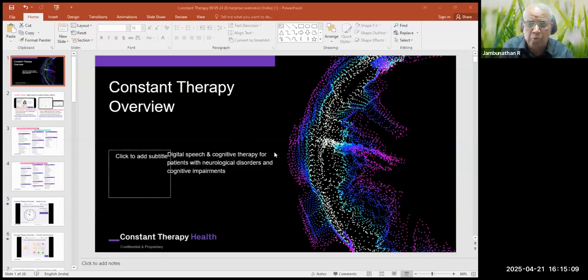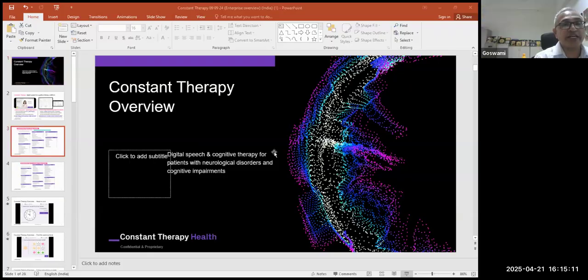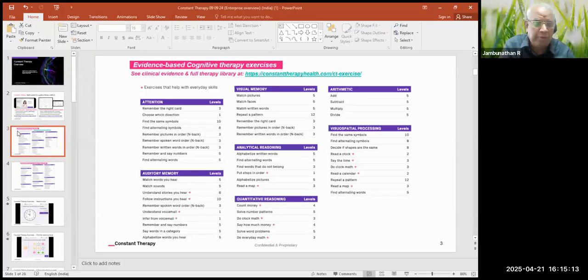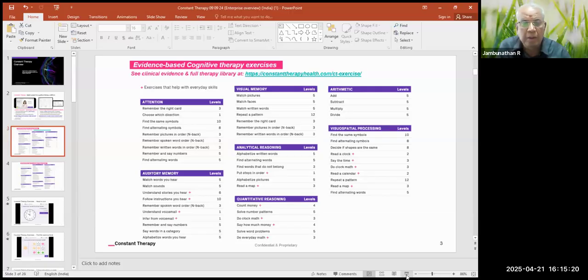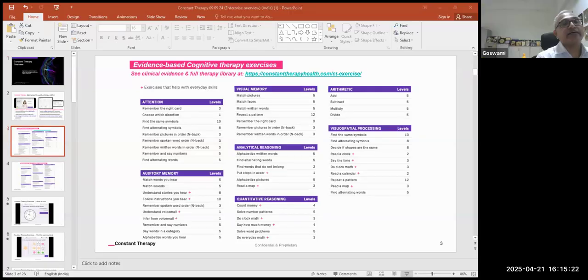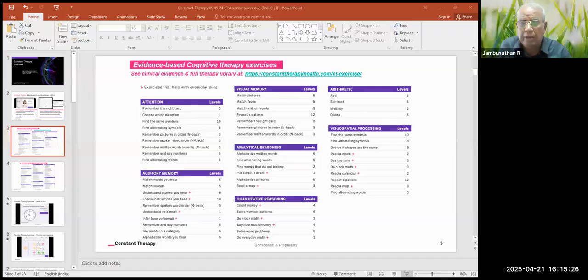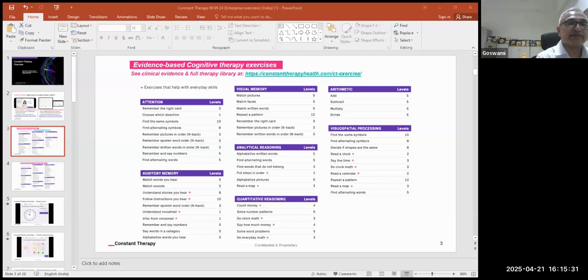Your slides are not moving, doctor. Sir, the slides are not moving now. Now it is moving. I am at slide 3 only, sir. Okay, doctor. Fine. It was continuing at slide 1. Now it has gone to slide 3, doctor. Now it's okay. This slide is okay, sir? I'm at slide number 3. Fine, fine. Yes, okay.